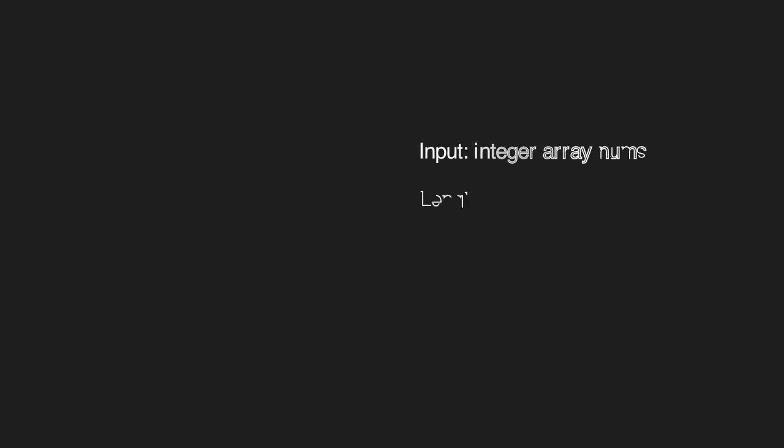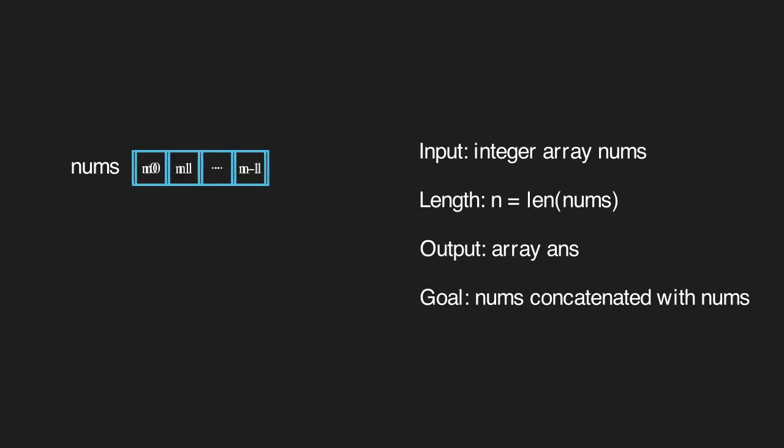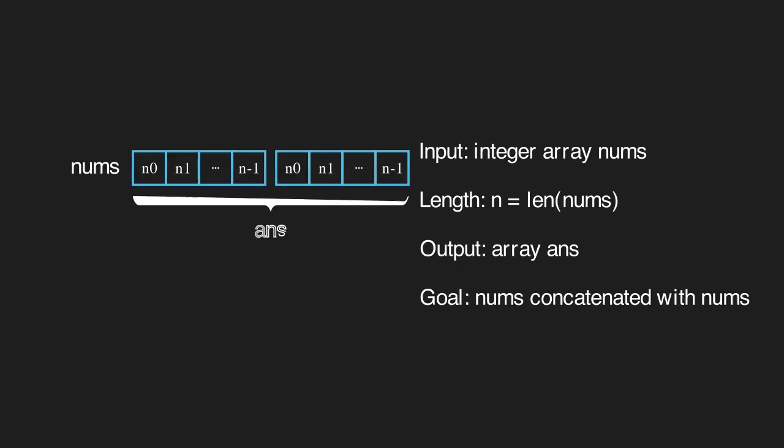We are given an integer array called nums. Let its length be n, so n equals len of nums. The required output is a new array called ans. The phrase concatenation of nums with itself means that ans must contain every element of nums in its original order, followed immediately by the same sequence again. Our task is to construct and return that new array.